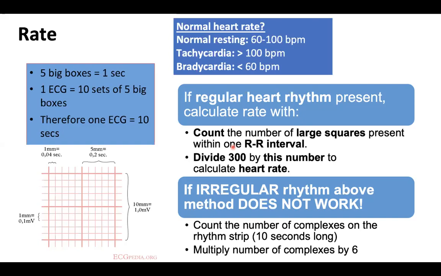So the way in which we calculate the heart rate, if there's a regular heart rhythm, you are able to calculate the rate by counting the number of large squares present in one RR interval, and then dividing 300 by this number. So we do have some examples coming up. If, however, your rhythm is irregular, this method doesn't work. So what you could do instead is count the number of complexes on the rhythm strip, and a rhythm strip is generally 10 seconds long, and multiply this by 6.